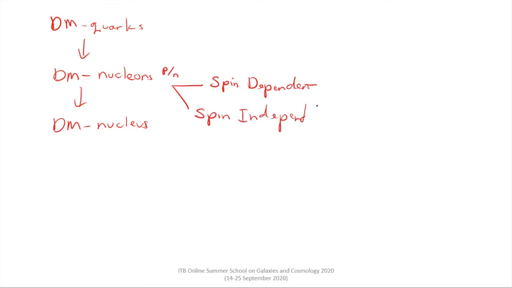So spin dependent and spin independent depend on the structure of the dark matter coupling to quarks. I will not go too deep into this; actually, there is another session for this. But spin dependent is when you require the spin of the nucleus, or nucleon, to flip. Spin independent, you don't require the spin to flip.